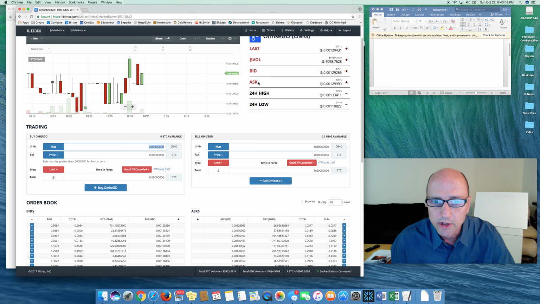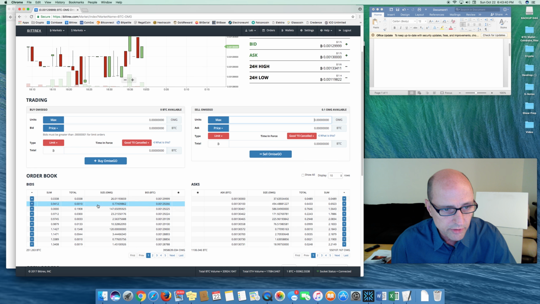And of course, if you put in the asking price, chances are it would sell right away, unless somebody else got that asking price and then the price went up, as that just happened right there. So if you want to sell OMG Graph, you do the same thing over here. You put how many you want to sell and what price you want to sell at, and if you want to sell it quick, you would put the bidding price in: copy the bid price right there, sell it, and then you're done.